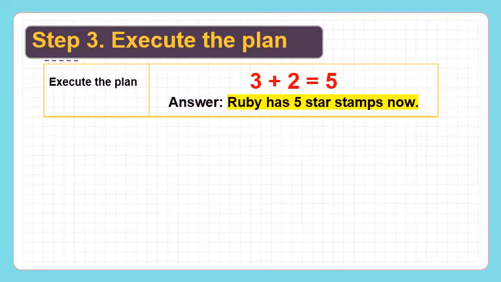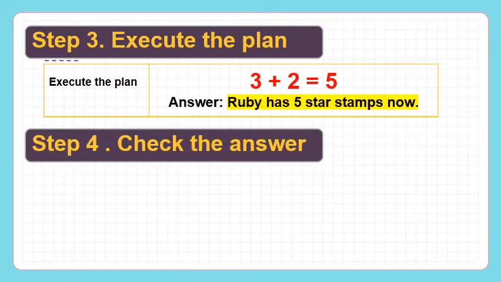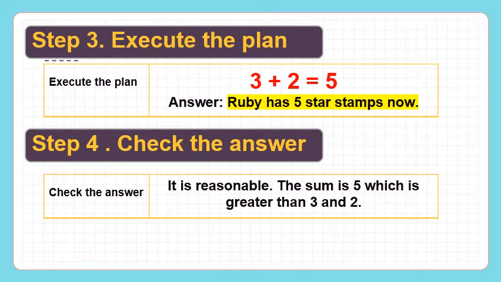Step 4. Check the answer. Check if the answer is reasonable. The sum is 5, or the answer is 5, which is greater than 3 and 2. Always remember that when you do addition, the answer or the sum will always be bigger than the addends.